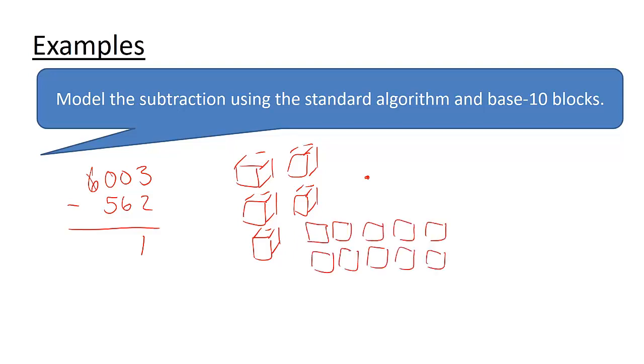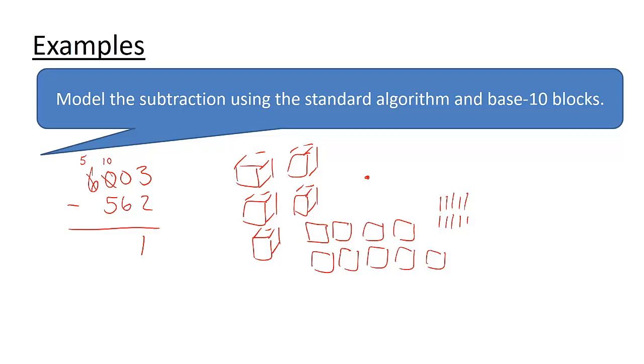I'm going to go back to my algorithm. I've taken away 1000, and in exchange, I'm going to get 10 hundreds. However, that doesn't necessarily help me with the situation that I'm in the tens column. I still need to take away 6 tens, but I don't have any. What we're going to do is exchange one of our hundreds for 10 tens.